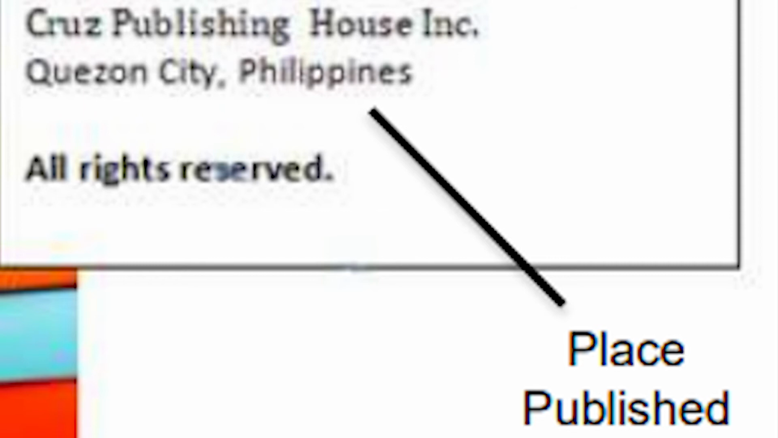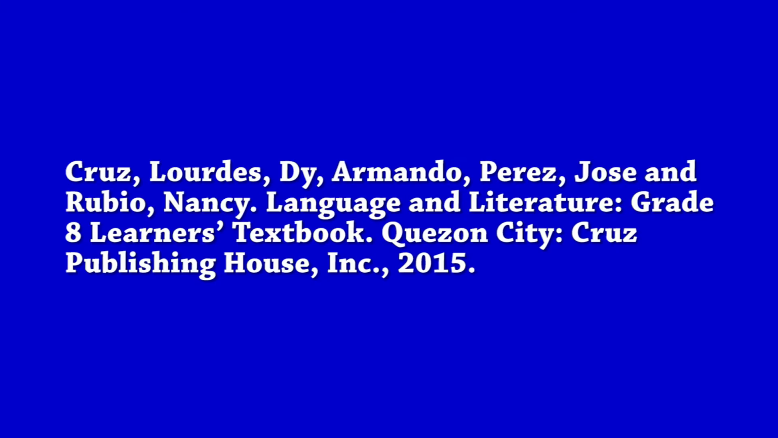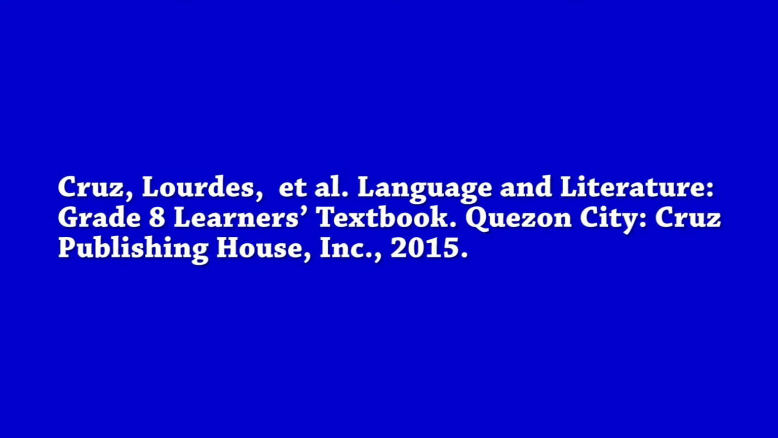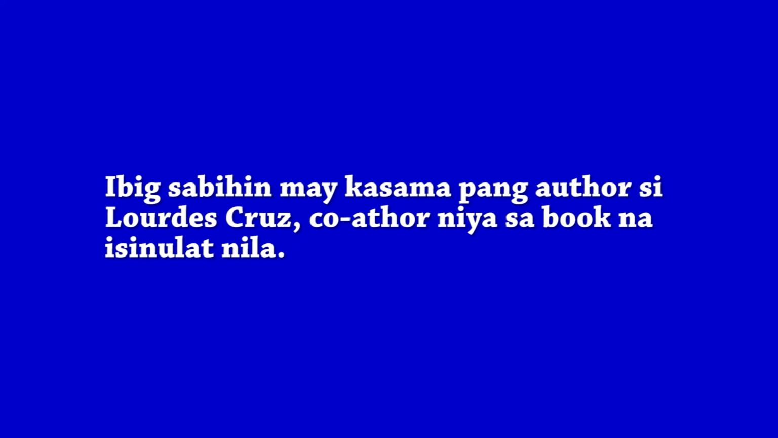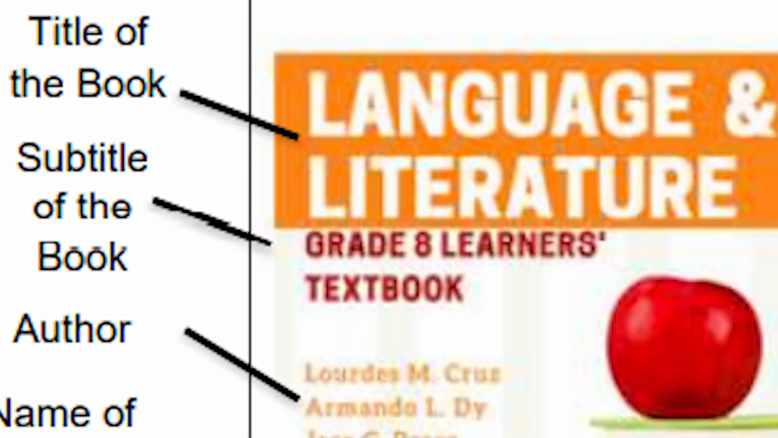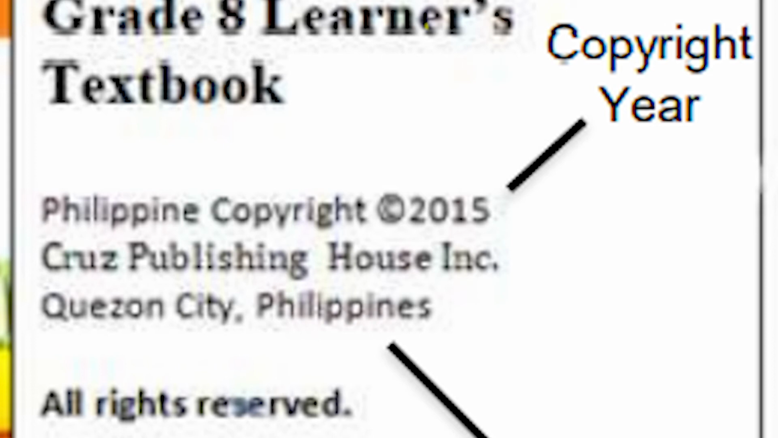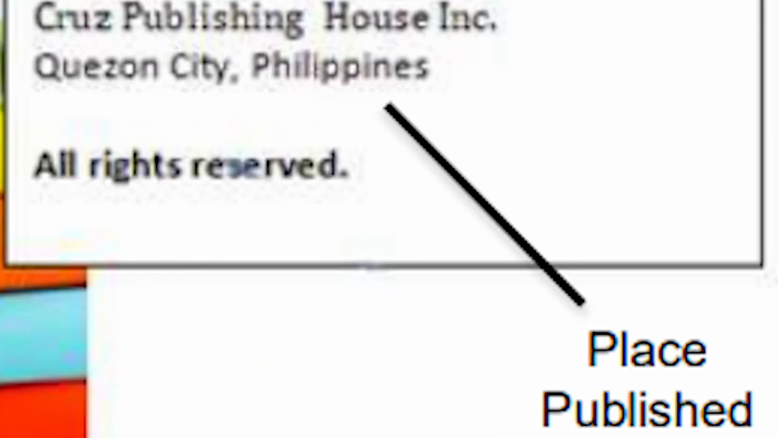So, nakuha nyo na? Again, ulitin ko. Title of the book, Language and Literature. Subtitle of the book, Grade 8 Learner's Textbook. Yung author, Lourdes M. Cruz, Armando L. D., Jose G. Perez, and Nancy M. Rubio. Kapag nagsulat kayo nito ng author, pwede nyong isulat ang isang apelyido at saka pangalan. For example, ay Cruz, Lourdes, et al. E-T, period, then A-L, et al. Ibig sabihin ay mayroon pang kasama si Lourdes M. Cruz. Name of publisher, nakikita nyo? And then, Language and Literature, and then copyright year, 2015. And then yung place published, Quezon City, Philippines.